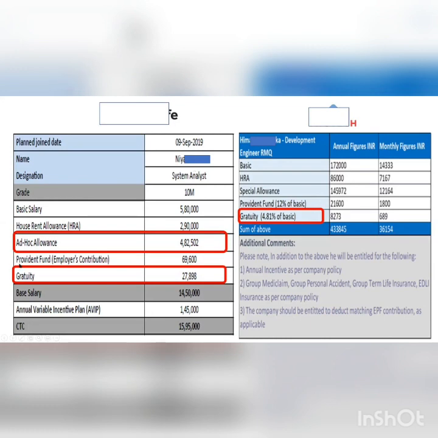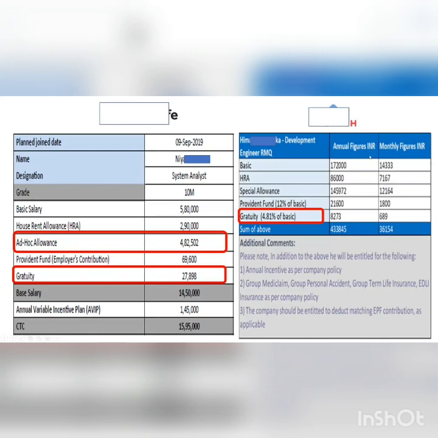Why so? Because they have added provident fund and gratuity also under the base salary only, which can never be done. They have named it wrongly. They should have named it as the gross salary, not the base salary, because gratuity or the provident fund contribution, or the employer's provident fund contribution, can never be part of the base salary of an employee. So this is a really bad example of a compensation model.